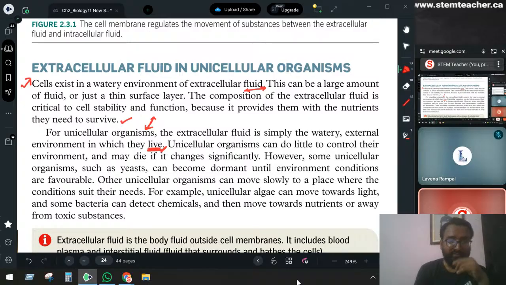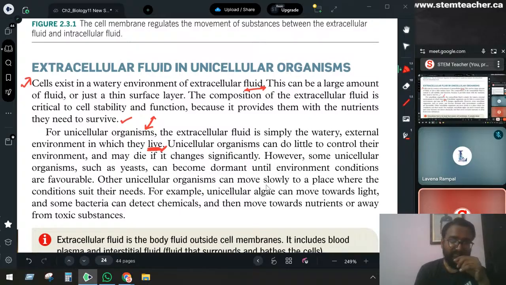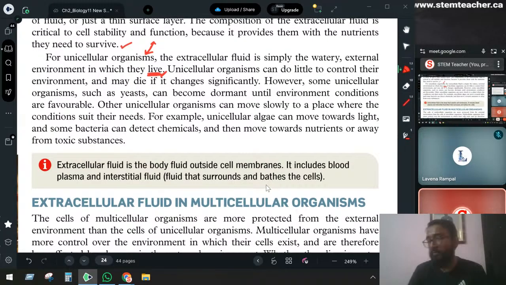Do you know dormant? What is meant by dormant? Actually, it is a French word, because I know French a little bit. I completed my French certificate course.